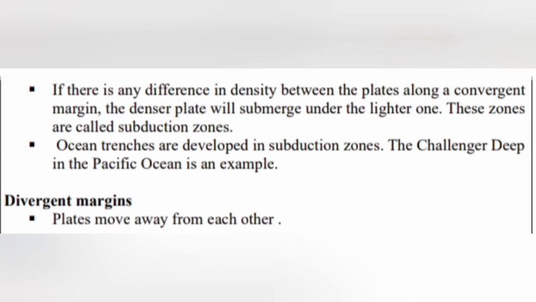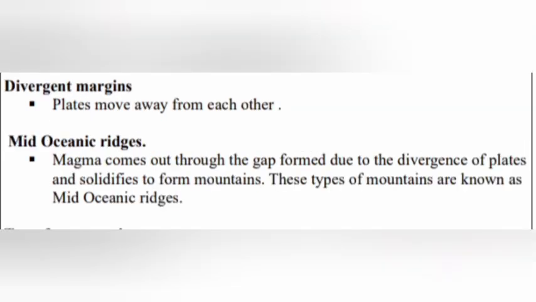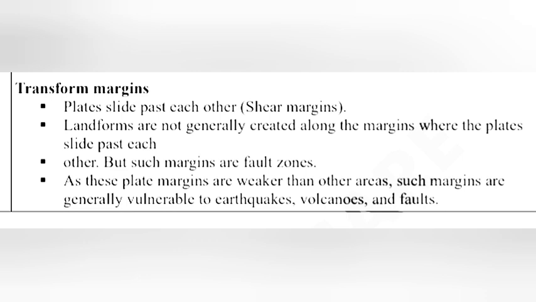Divergent margins. Plates move away from each other. Mid-oceanic ridges. Magma comes out through the gap formed due to the divergence of plates and solidifies to form mountains. These types of mountains are known as mid-oceanic ridges. Transform margins. Plates slide past each other.